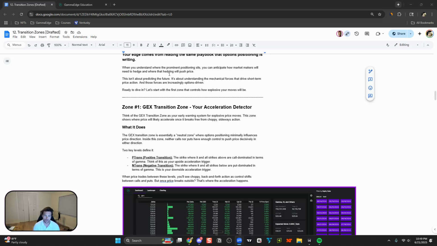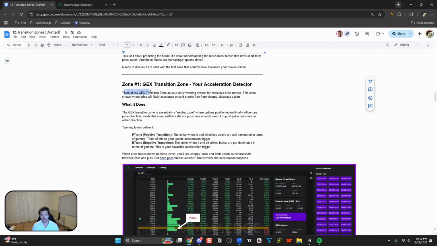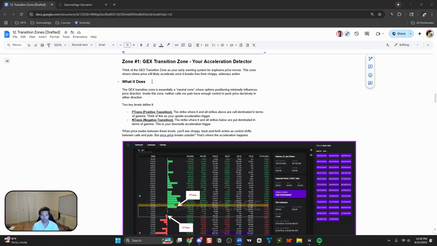This is the DEX Transition Zone based off of gamma, and this is your acceleration detector. So you can think of the DEX Transition Zone as your early warning sign for explosive price movements. This zone shows where price will likely accelerate once it breaks free from choppy sideways action. What the DEX Transition Zone does is essentially a neutral zone where options positioning minimally influences price direction. Inside this zone, neither calls nor puts have enough control to push price decisively in either direction.